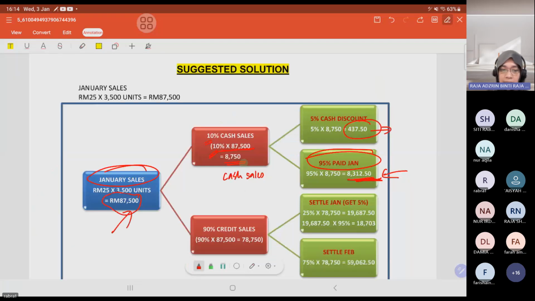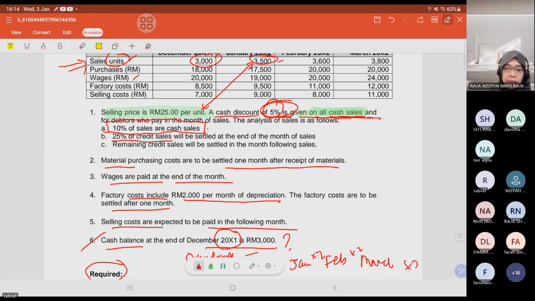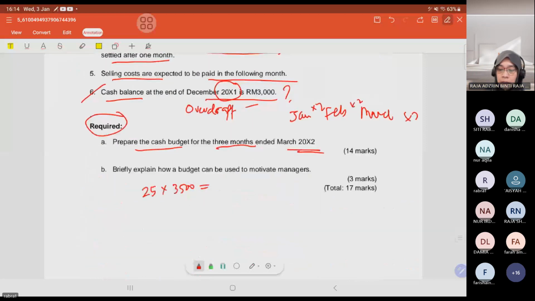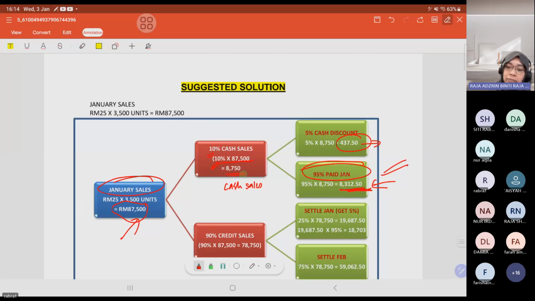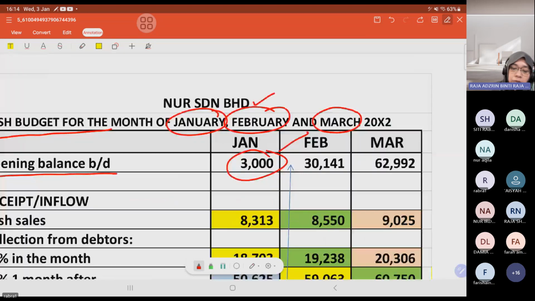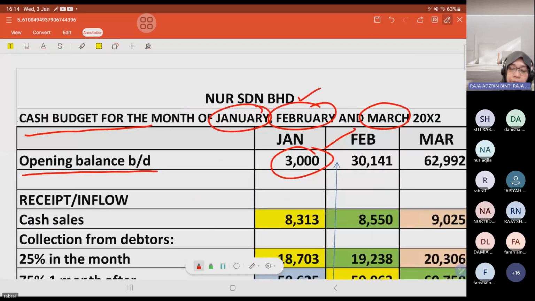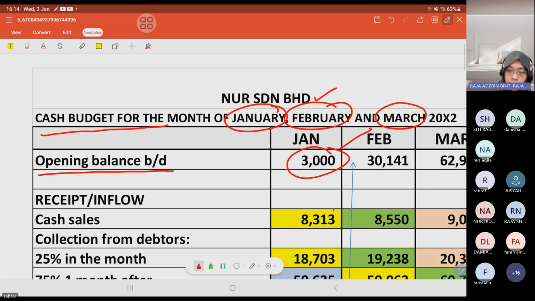Okay? Setakat tu boleh faham kot. So this one 10% cash sales, and so you dapat 5% discount. Okay. Next one, so this one masukkan dalam January. So if you are doing untuk January, boleh round off lah. 8313 boleh, 8312.5 pun boleh, tak kisah. So that will be your cash sales.